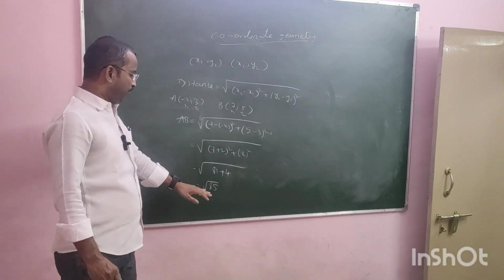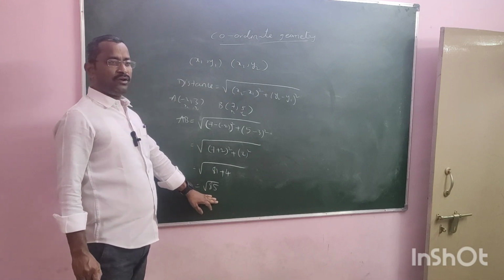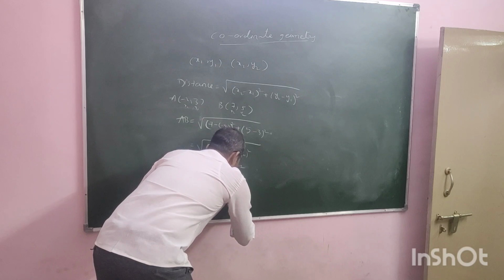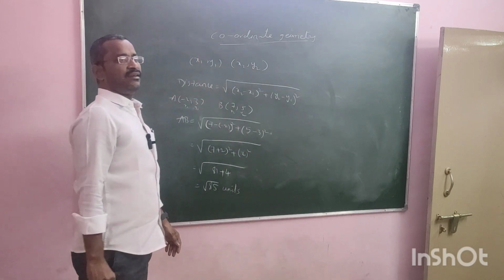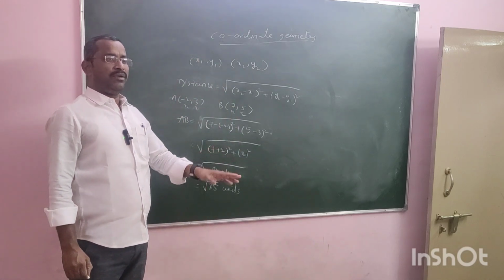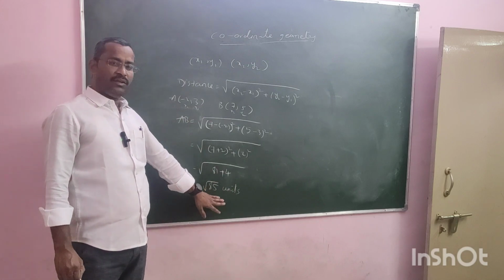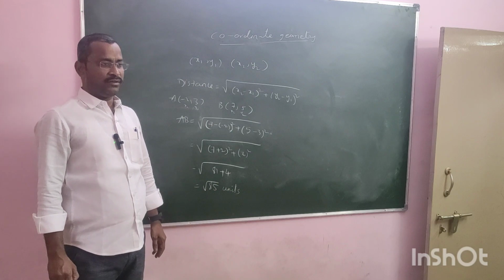If you are able to simplify into the lowest terms, you can; otherwise you can leave it. And don't leave it like this. You should write units, because distance is never without units. It may be a centimeter, a meter, or a kilometer, but here the units are not given directly. So you can write it as units.